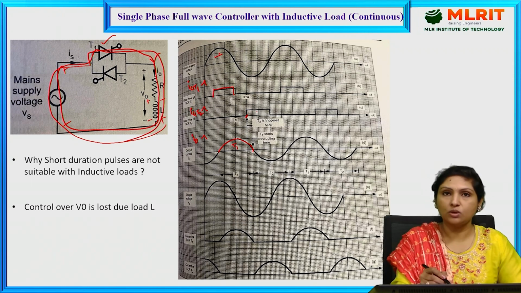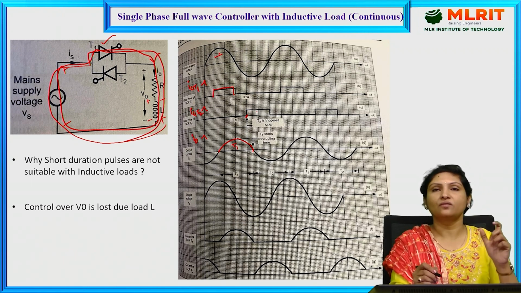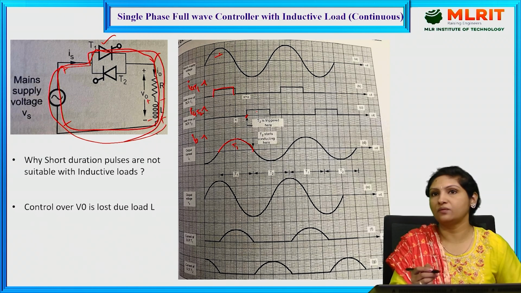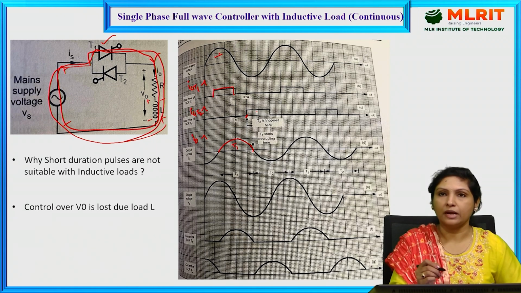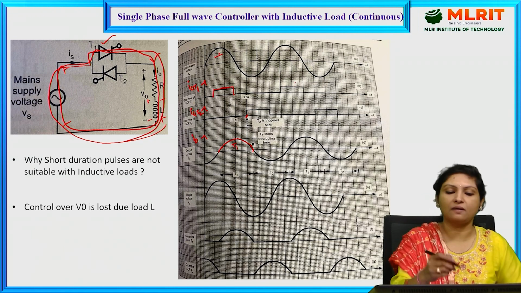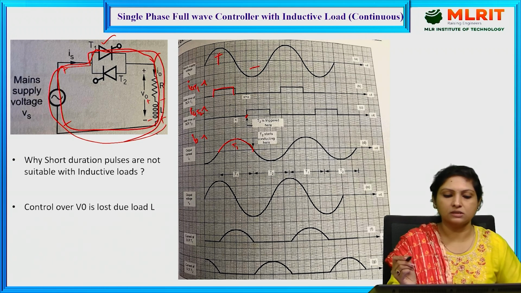So that is the only reason a long-width triggering pulse is only suitable for a full wave controller with inductive load. We never know when T1 gets turned off completely. At that instant, the T2 triggering pulse needs to be ready such that it will be triggered in the negative half cycle of the supply voltage.